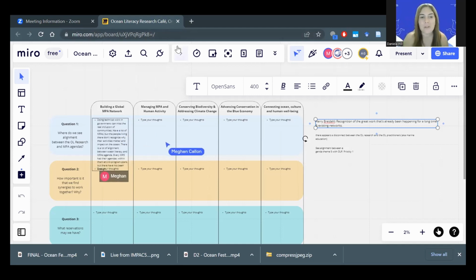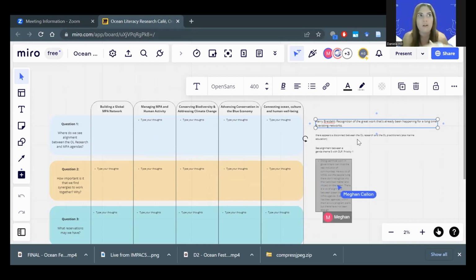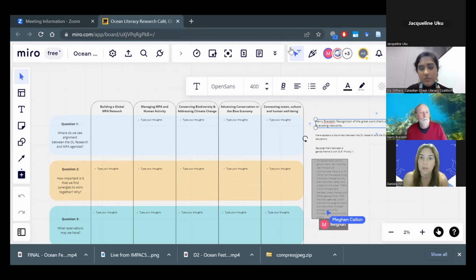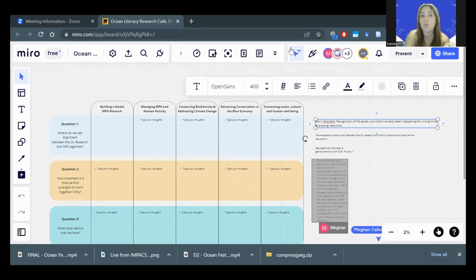I'm sorry. No, but the thing is, these plans lack these ocean literacy concepts and other things that maybe communities living in these MPAs can relate to more. So I wanted to say that. And that also affects the second column, which says managing MPAs and human activity, and that also affects conserving biodiversity and addressing climate change, and so on.